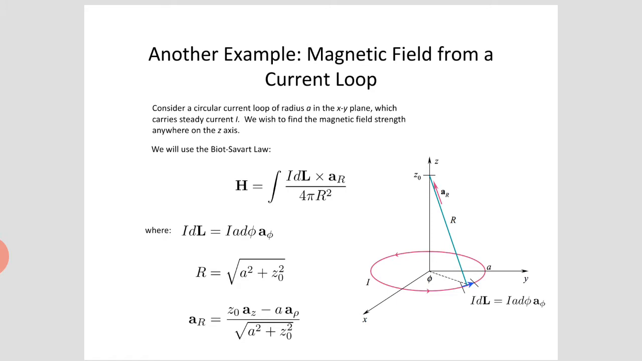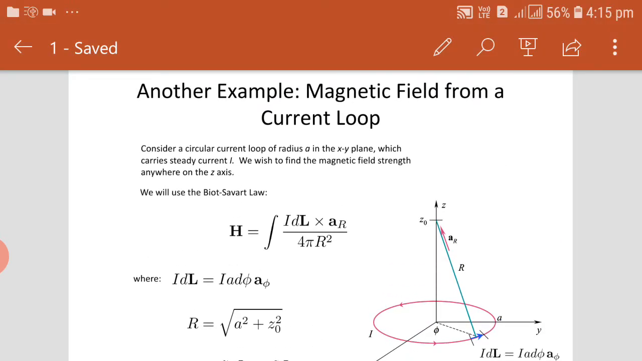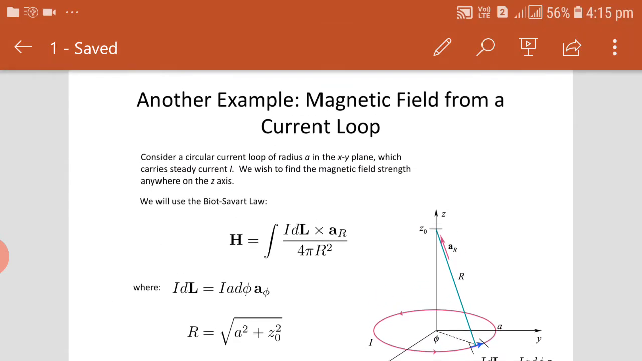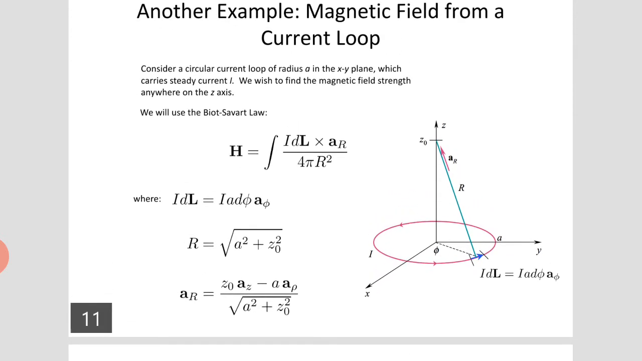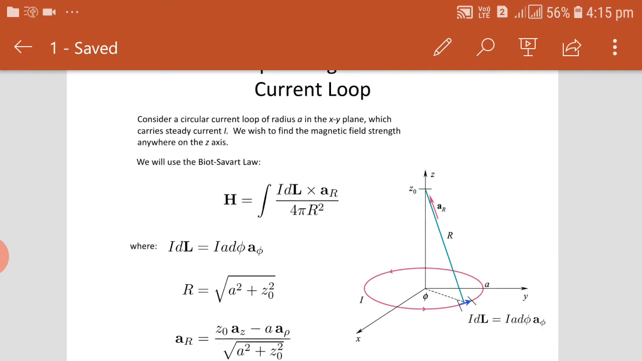You can obtain the magnetic field from a current loop. So here you can observe the diagram. The diagram is a current loop which has a radius a. Consider a circular current loop of radius a in the xy plane which carries a steady current I. We wish to find the magnetic field strength anywhere on the z-axis. So you can see in the diagram, on the z-axis, z0 is available.